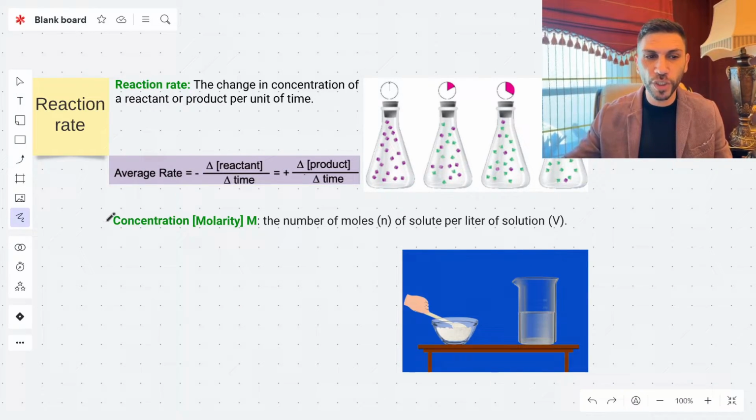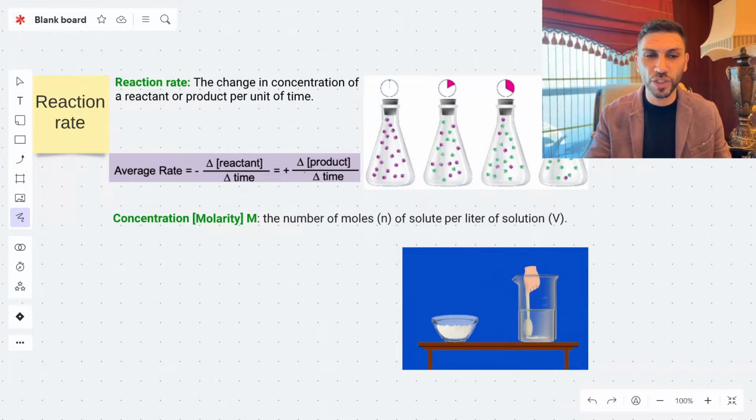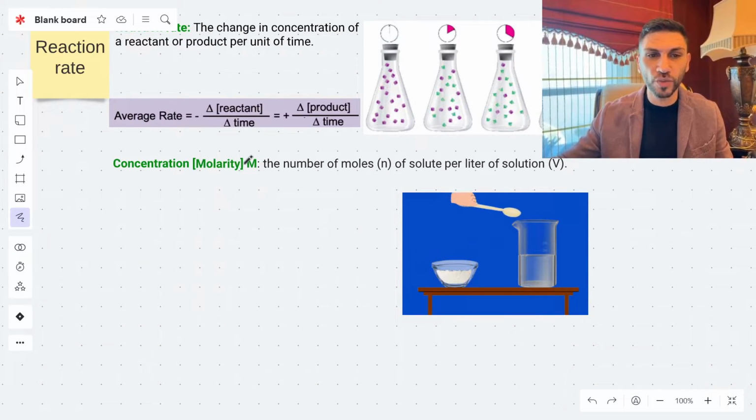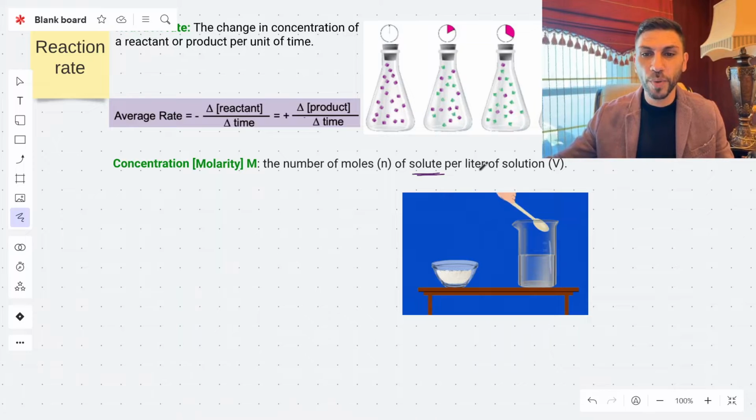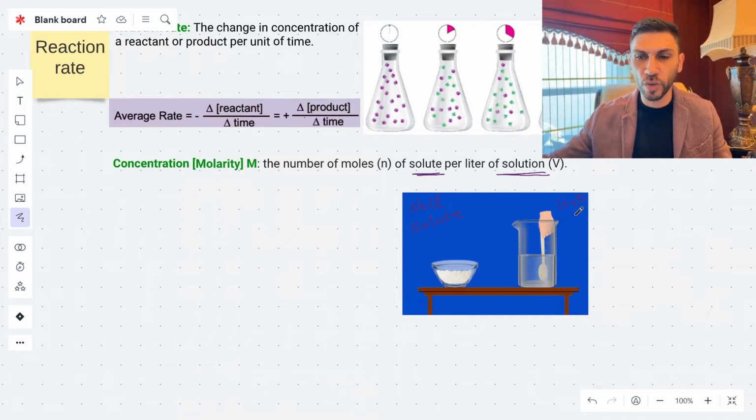But before we continue, we need to understand what is meant by concentration. Usually when we talk about concentration, we talk about the molarity. So let's have a quick revision about the molarity, which is the number of moles of solute per liter of the solution. We are talking about the number of moles of solute and the volume of the solution. So look at the table salt here, the NaCl. This is the solute, and before we dissolve it in water, this is the water here, and this is the solvent.